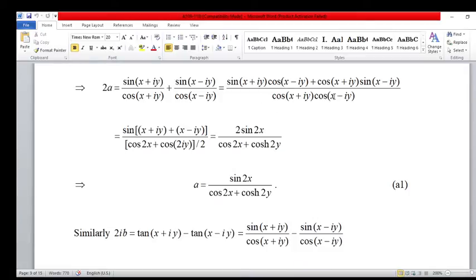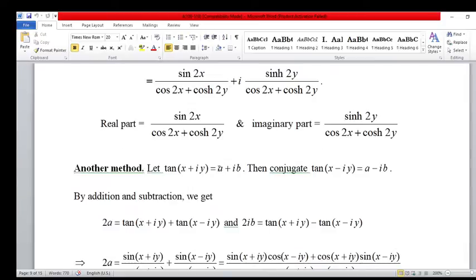So this is the cos a cos b formula here. So this is the cos(a + b), cos(a − b) formula applied. So this is (cos 2x + cos 2iy) upon 2, and 2 is multiplied here. So this is the solution: 2 sin 2x upon cos 2x plus cosh 2y. This is equal to 2a. So a is equal to sin 2x upon cos 2x plus cosh 2y.